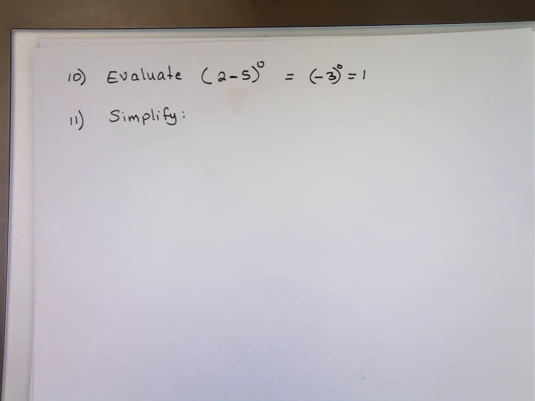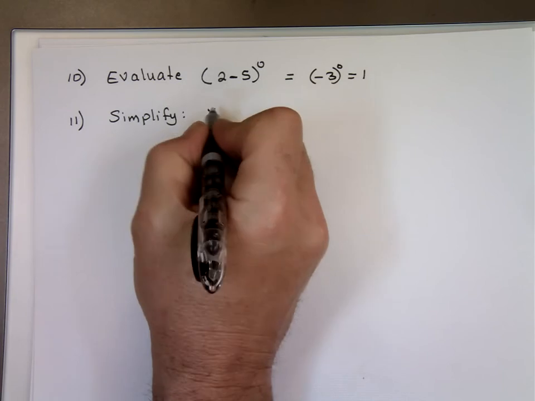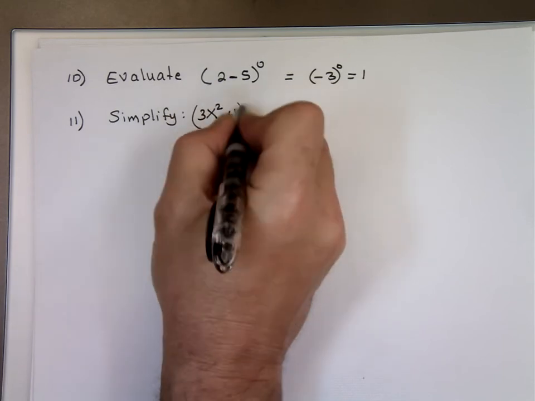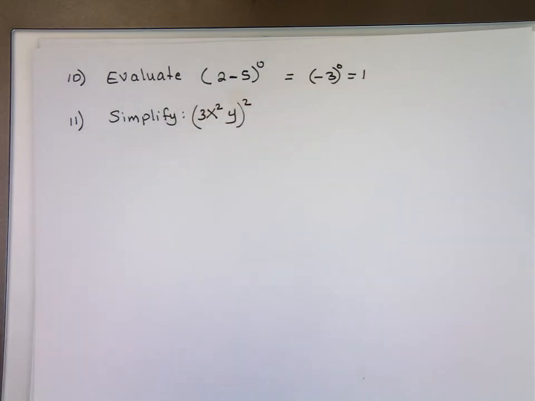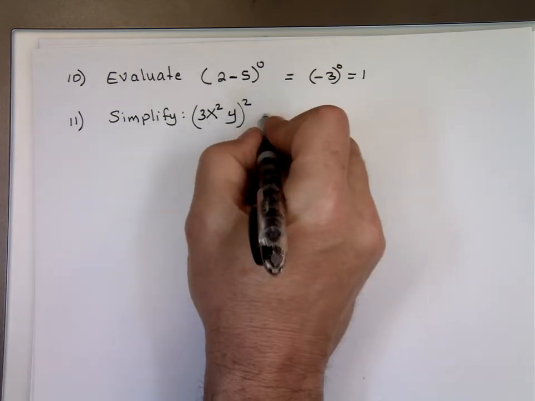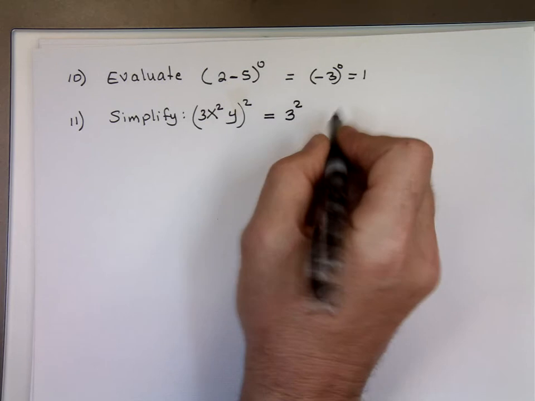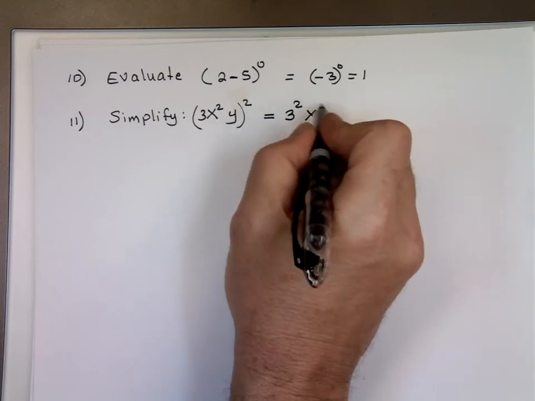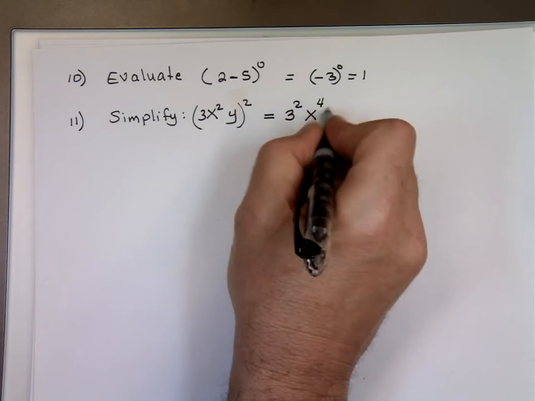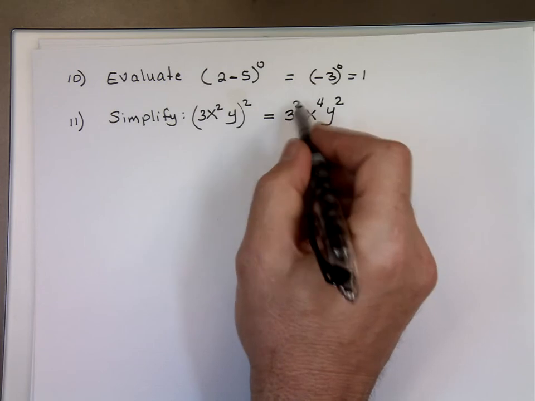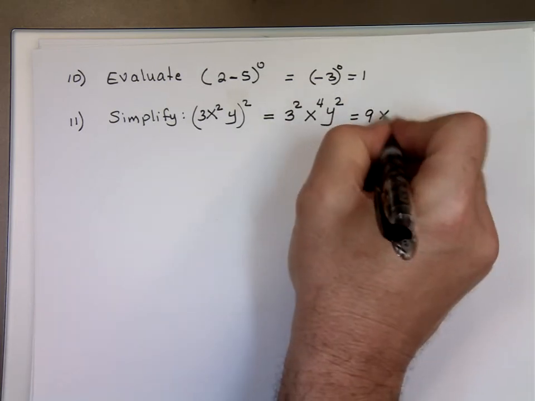Simplify. 3x squared y, the whole thing squared. Try again. You gotta square the 3 first. That's 3 squared. X to what power? 4. Y to what power? 2. And again, you always want to take that number and simplify it. What is 3 squared? 9x to the 4th y squared.